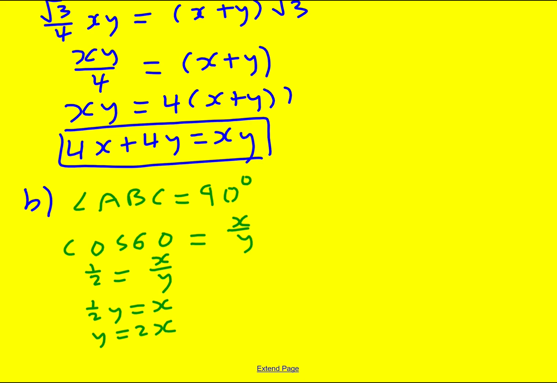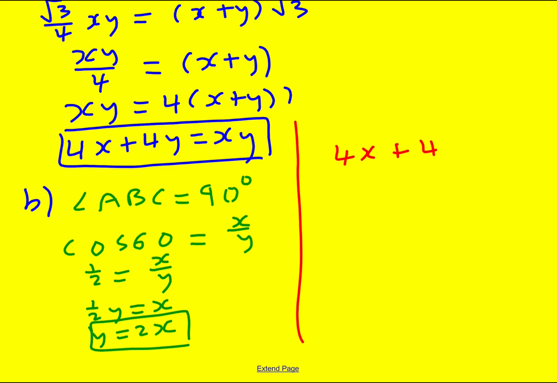And this is really good now, because I've got a second relationship going on. I've got my top one up here, and then I've got this one as well. And I think I essentially have simultaneous equations. So I can substitute that y in, and let's do it over here. So it's going to be 4x plus 4 lots of 2x, and that's going to equal x times 2x.